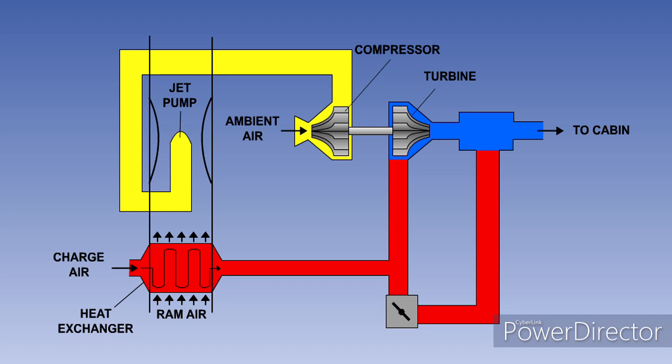Some installations feed the output from the compressor into the ducting downstream of the heat exchanger to increase the airflow through the heat exchanger by jet pump action. This system is lighter than the bootstrap system, but unless the jet pump installation is used, it cannot be used for cabin cooling when the aircraft is stationary.